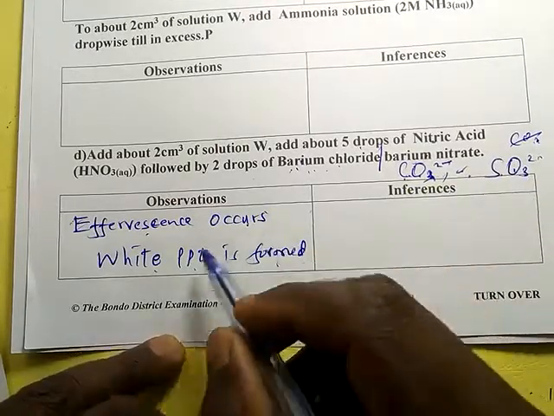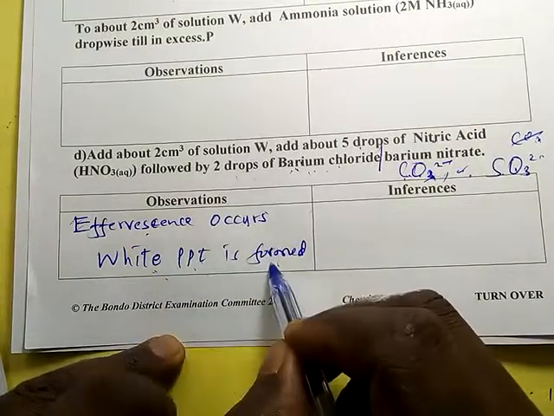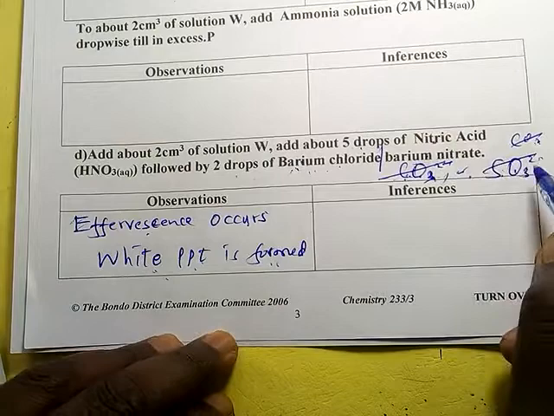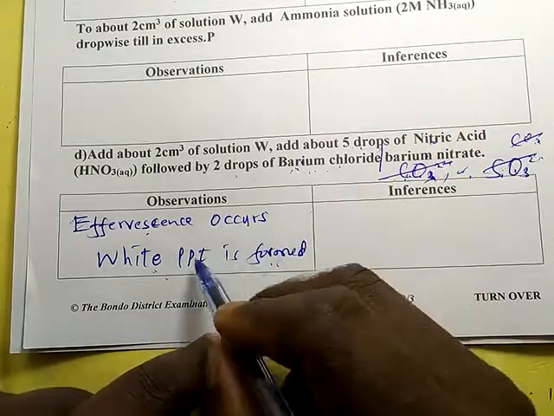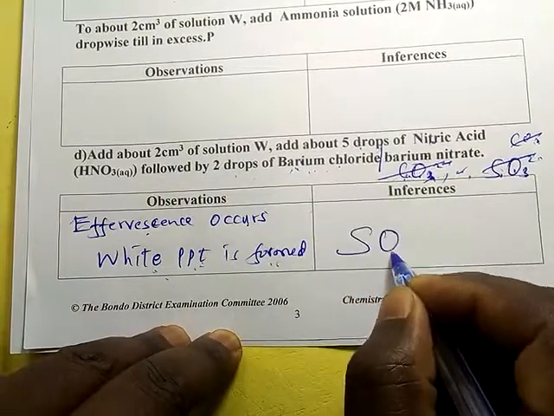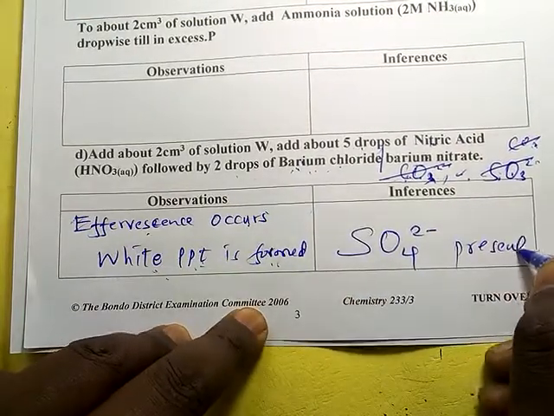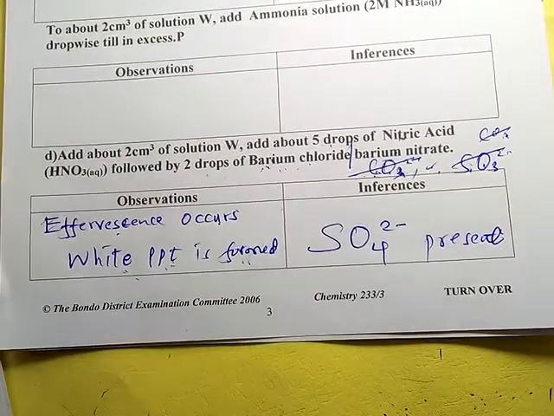Now when you add barium 2 drops and then a white precipitate is formed, it means that this one, you don't include it. Why? Because it reacted with the nitric acid and the reaction was over. So therefore the white precipitate confirms that SO4 2- is present. Is that clear, my good student? Thank you.